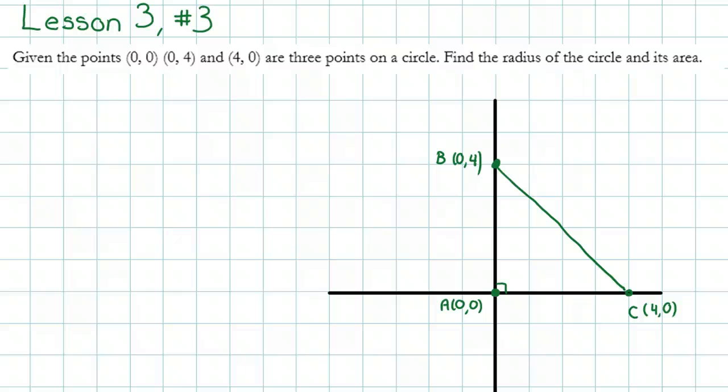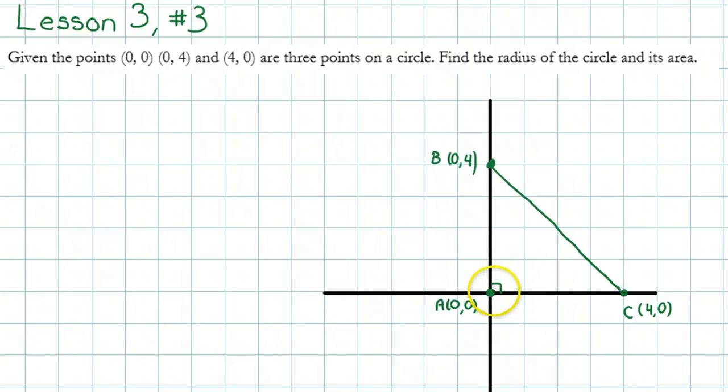So since I'm making a circle out of this right angle triangle, what I know is that the line segment BC must be the diameter. So since this is a diameter, what I can do then is find the length of BC.